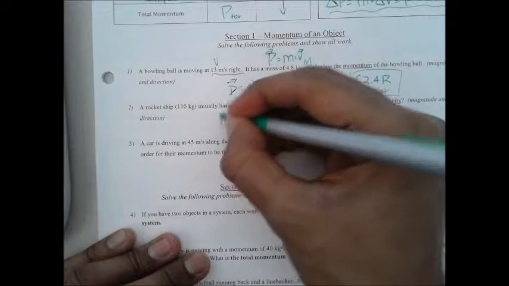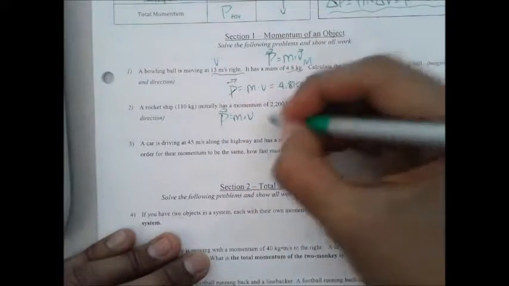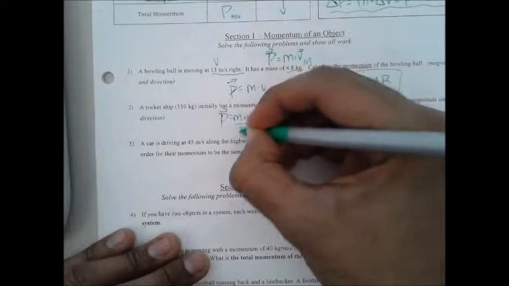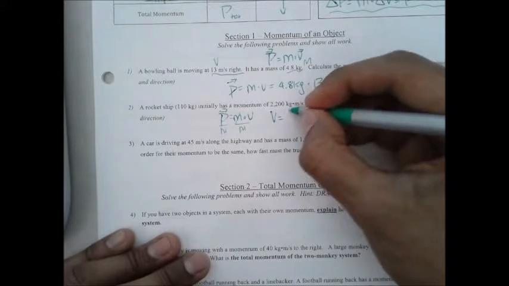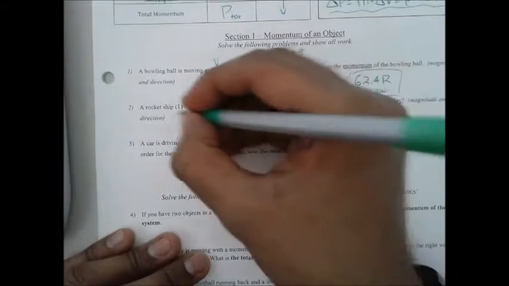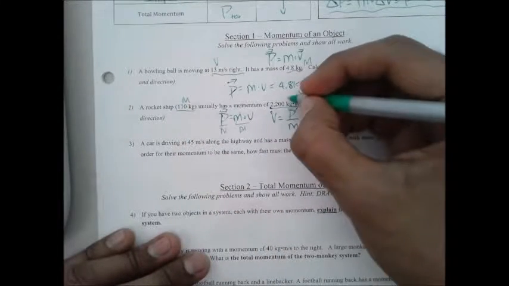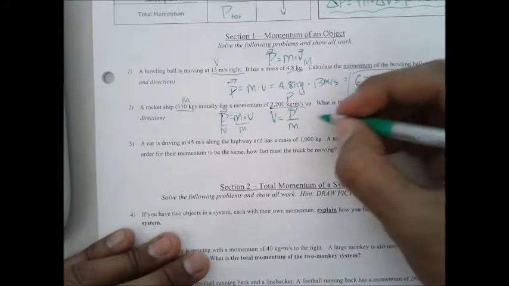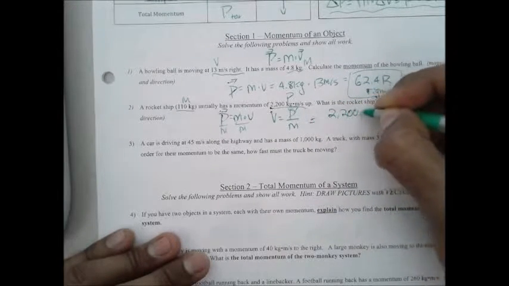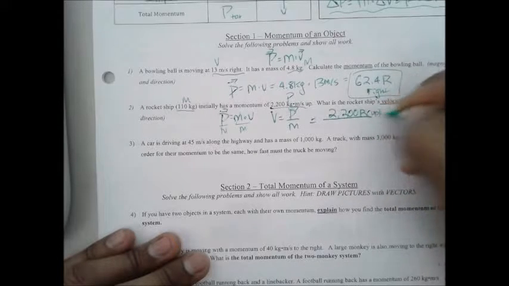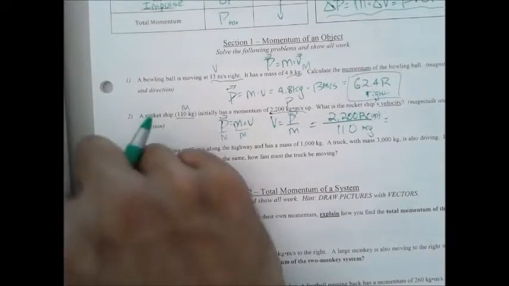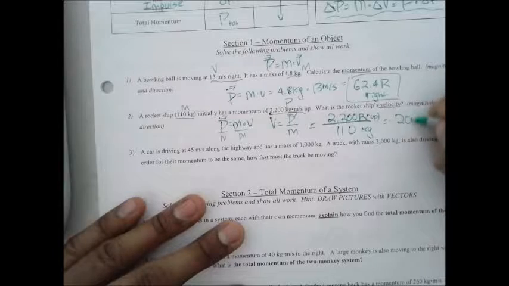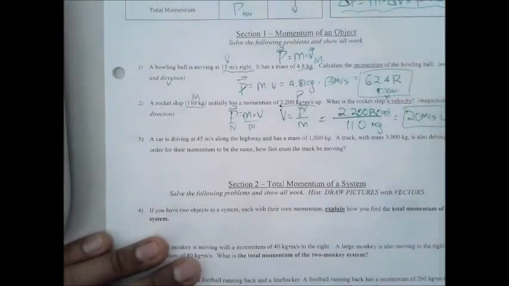What is the rocket ship's velocity? Okay, so P is equal to M times V. We want to figure out V, so V is equal to P over M. In this case, the mass is 110, the momentum is 2,200 kilogram meters per second up. If the momentum is 2,200 roys up, and the mass is 110, then the velocity will be 20 meters per second up. So remember to include magnitude and direction. Magnitude and direction. Okay.